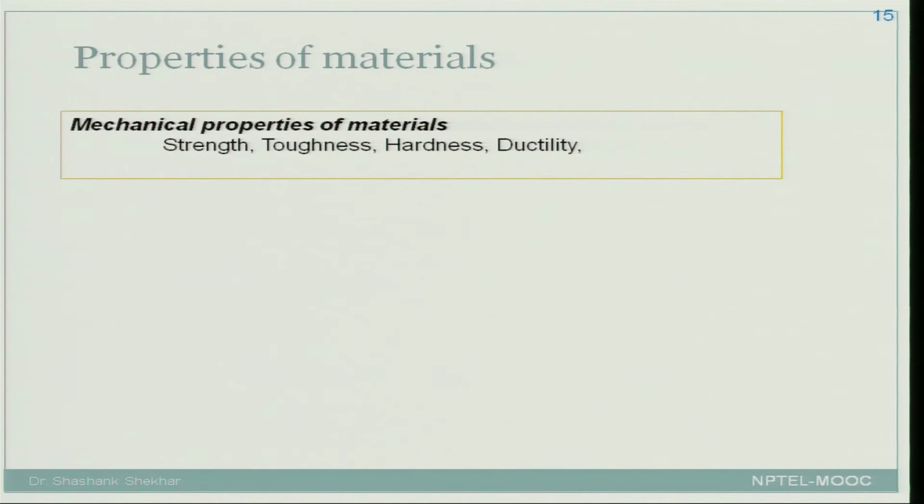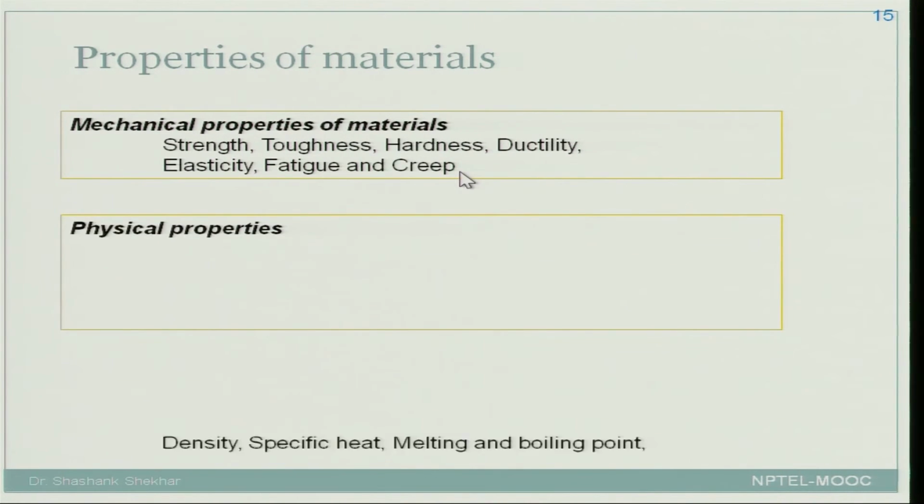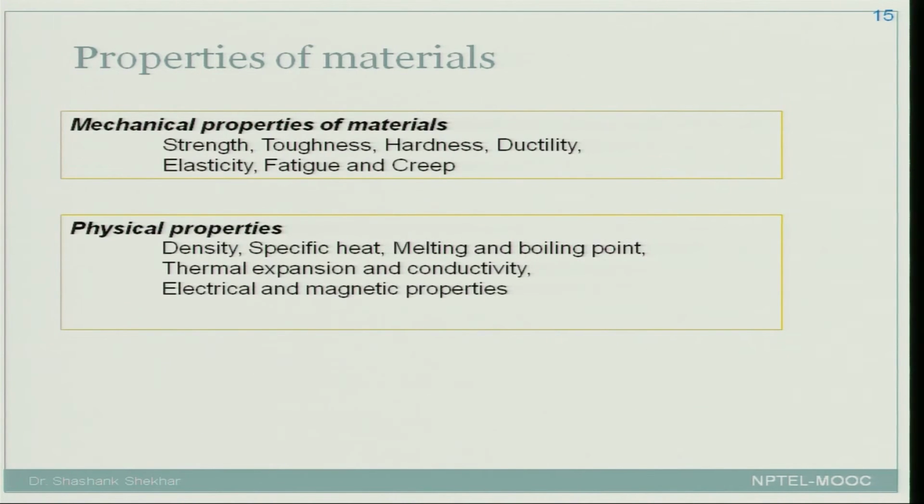So we may be interested in mechanical properties. For example, when we are talking about metalworking, it is very important to understand and appreciate properties like strength, ductility, toughness, hardness, elasticity, fatigue and creep. Now when we are talking about, let us say, solidification-like processes, we are interested in physical properties like density, specific heat, melting and boiling point, thermal expansion and conductivity. And in some cases, for example in silicon, we are even interested in the electrical and magnetic properties.